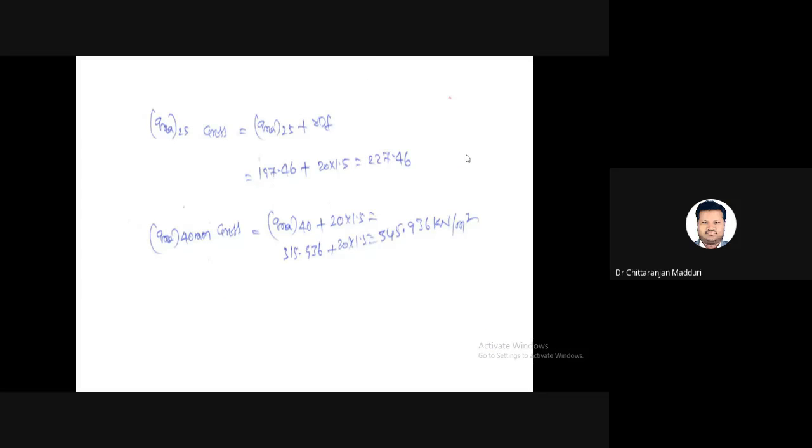So till now, we determined only the net allowable bearing pressure. Here I am trying to find the gross allowable bearing pressure. Gross means including the self weight of the soil above the footing. So 187.46, this is the net allowable pressure for 25 mm settlement, plus 20 into 1.5. That is the self weight of the soil above the footing. You will get gross 227.46. Similarly, for 40 mm settlement, the gross allowable pressure equals 345.936 kilonewton per meter square. Here, 197.46 is the net allowable pressure for 25 mm settlement.